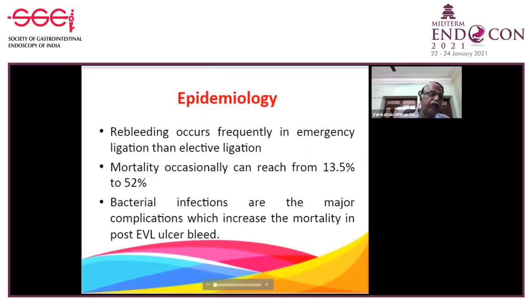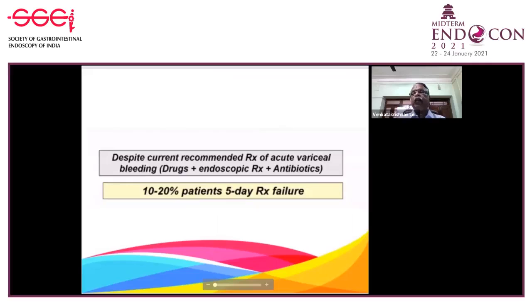The bacterial infection rate has been pegged at 18.5 to 27%. In some of the patients who had 5-day mortality, liver cell failure, sepsis, and spontaneous bacterial peritonitis have been recorded as prominent features of mortality. It has been shown that even if an active variceal bleed is treated with pharmacotherapy, endoscopic treatment, which could include variceal ligation, and antibiotics, a 5-day failure of 10 to 20% has been documented.